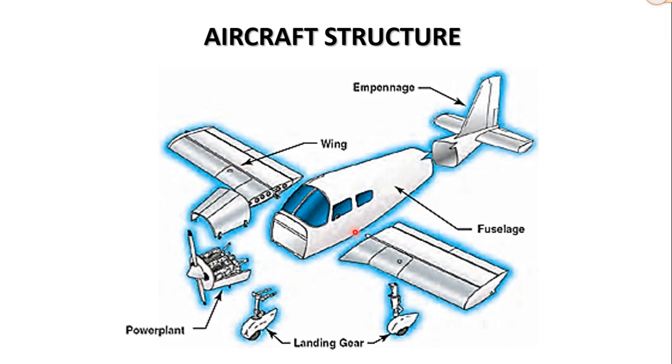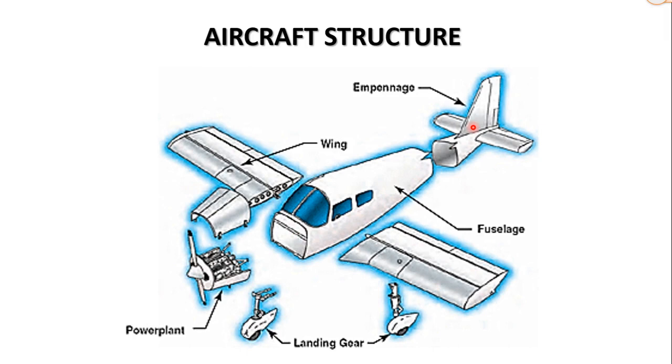Wing is attached to the fuselage. The primary purpose of a wing is to produce lift. The power plant is used to produce thrust in order to move an aircraft forward.